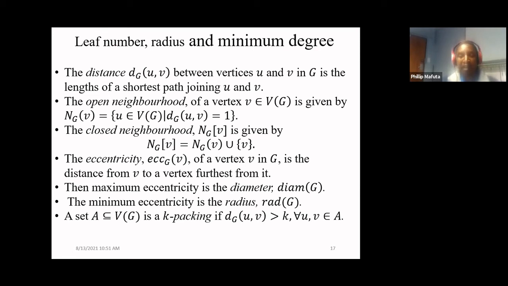This definition, we derived it from a paper by Dankelmann and Tringa, 2000. A k-packing is a set S where the distance between u and v is at least k for all u, v in S. That is the notation we are to use: the closed neighborhood of a set S is the union of the closed neighborhoods of v for all v in S.